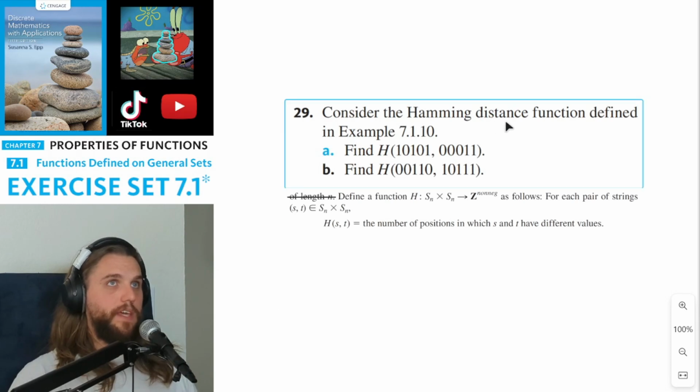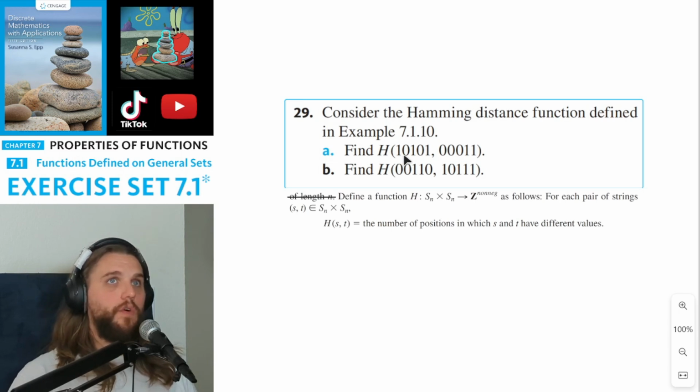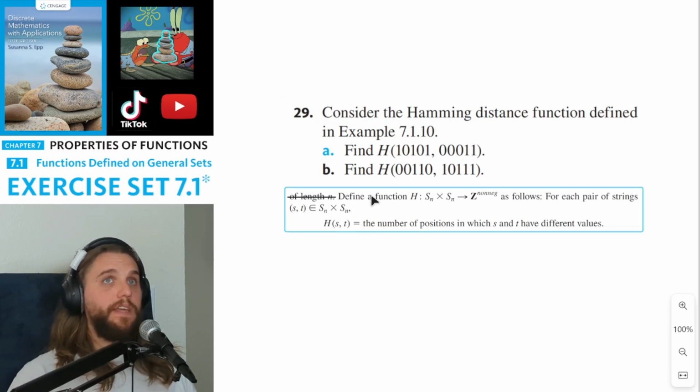Consider the Hamming distance function defined in example 7.1.10. Part A, find h of 10101, 00011. Now, the Hamming distance function is defined here. This says define a function h from S_n cross S_n to the non-negative integers as follows.